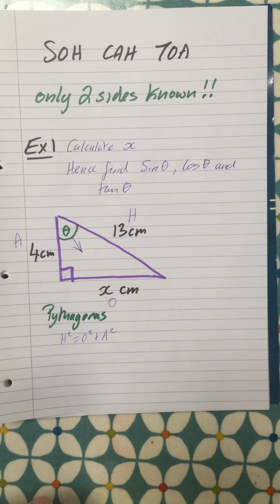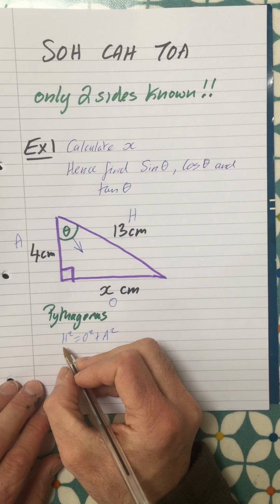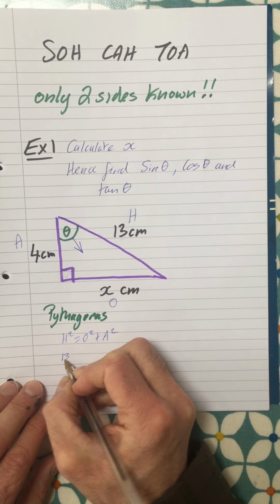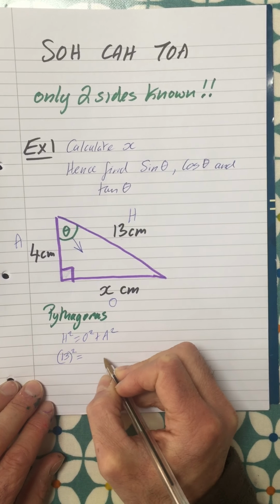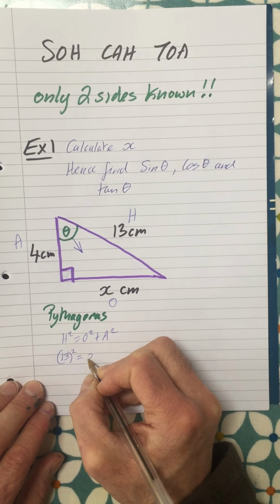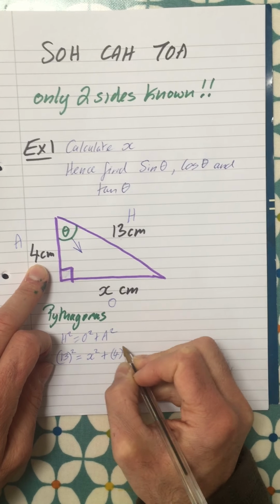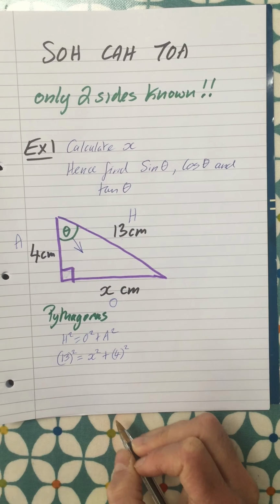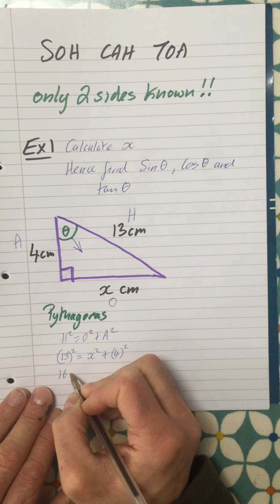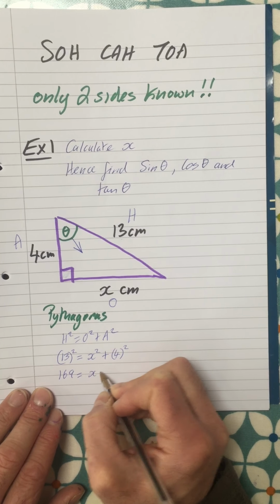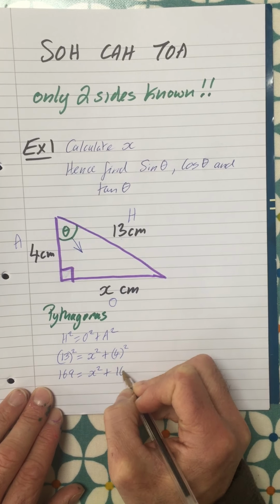So now we're ready to use Pythagoras' theorem. We sub in. So h is 13. So I've got 13 squared is equal to o, which is x, squared, plus 4 squared. Now, when you do this on a calculator, 13 squared is 169, is equal to x squared plus 16.